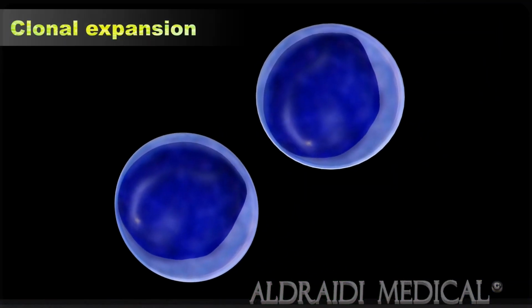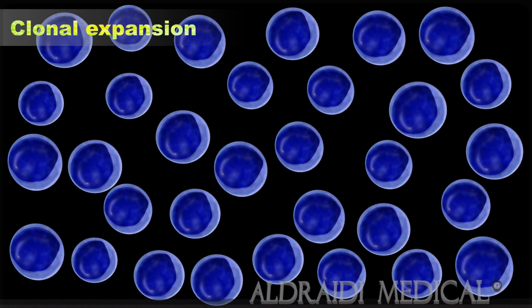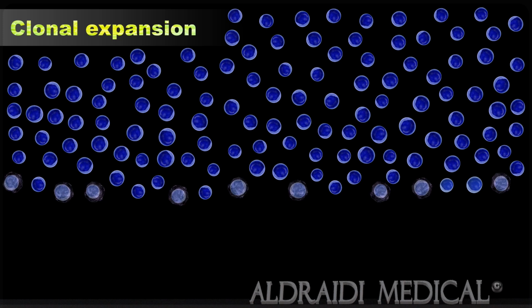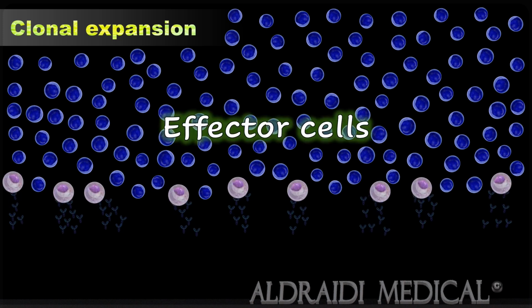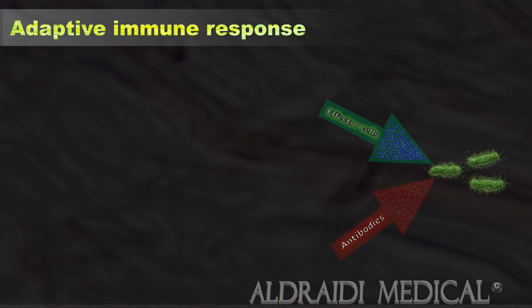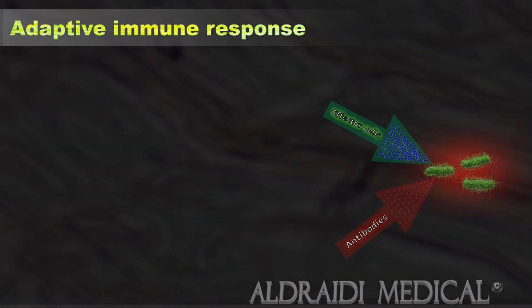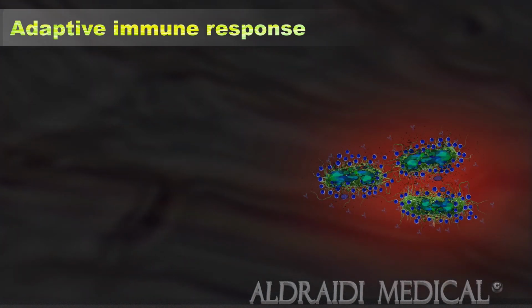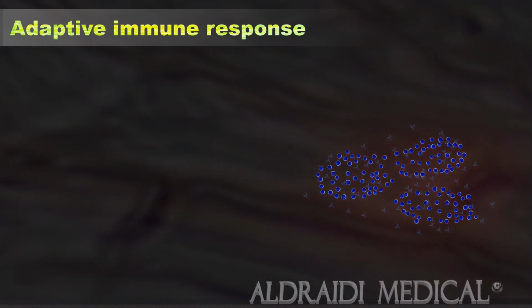And then they will start proliferation and increase in number in a process called clonal expansion, before their differentiation into effector cells and also antibodies, both of which are specific to that particular antigen. These effector cells and antibodies are capable of mounting an adaptive immune response that eradicates the pathogen.